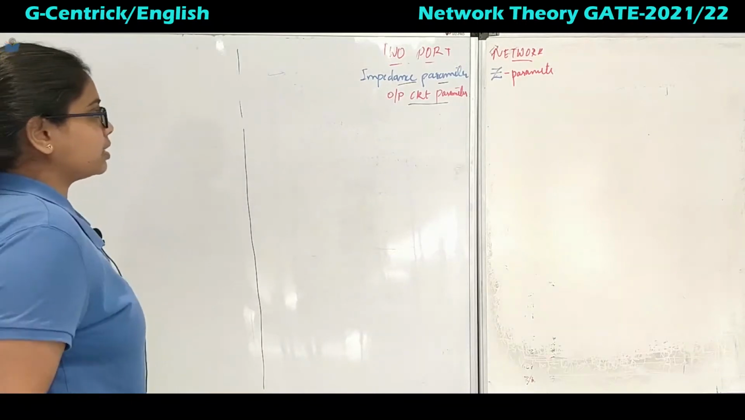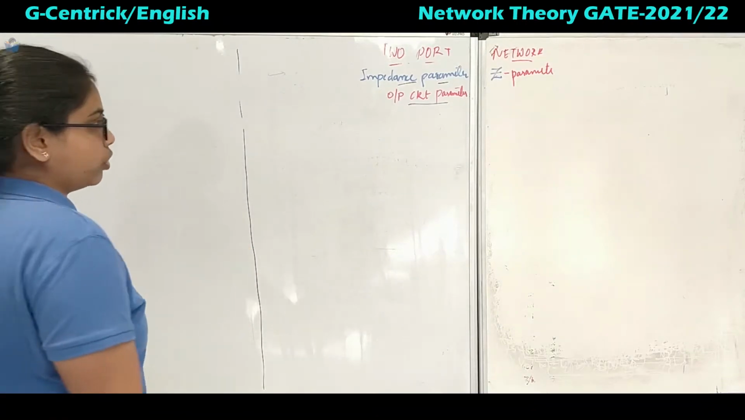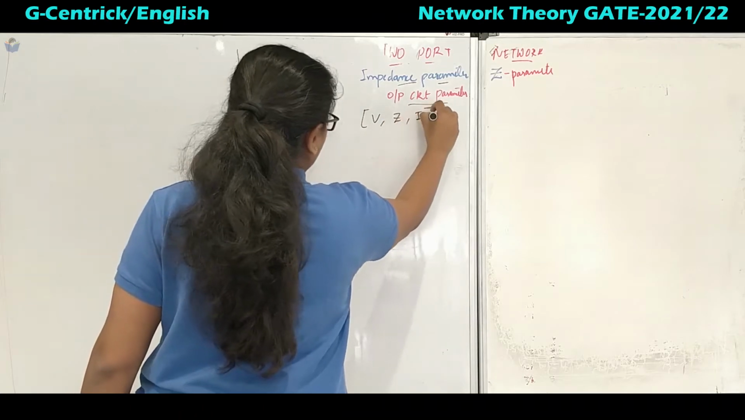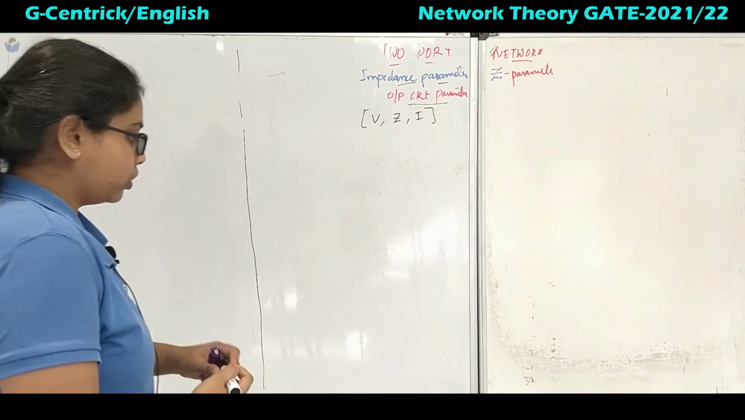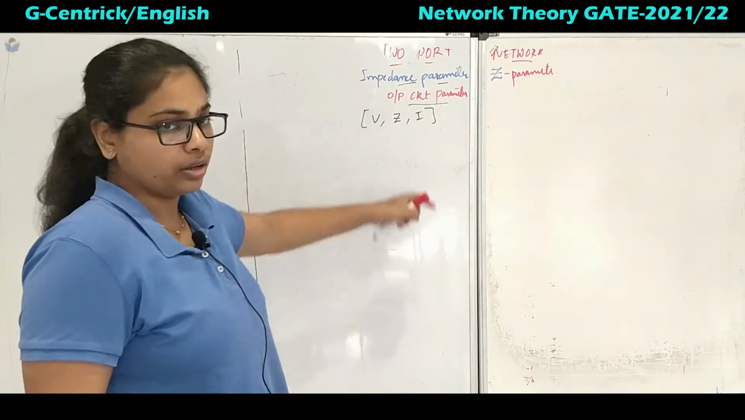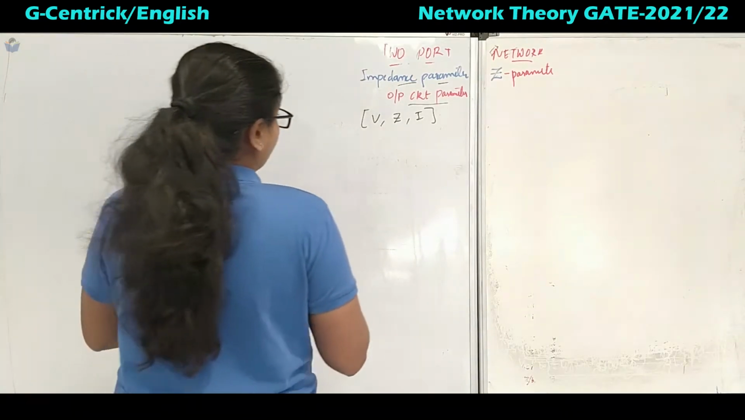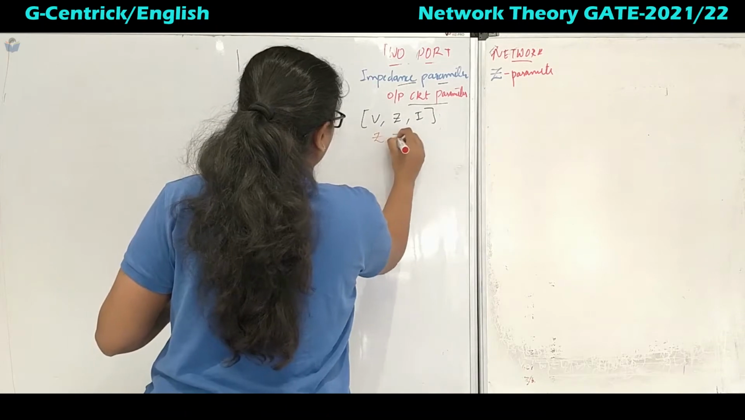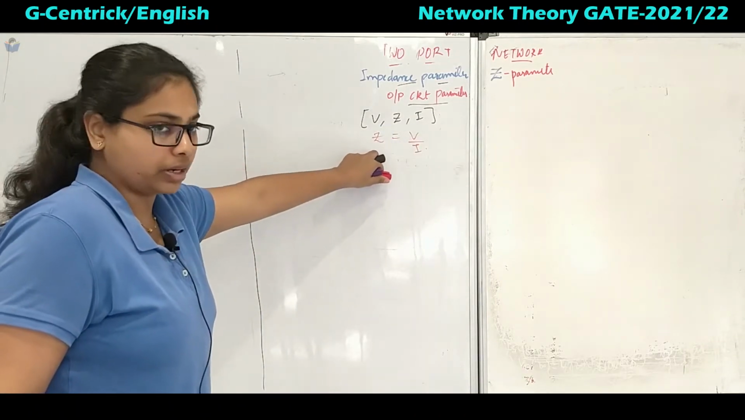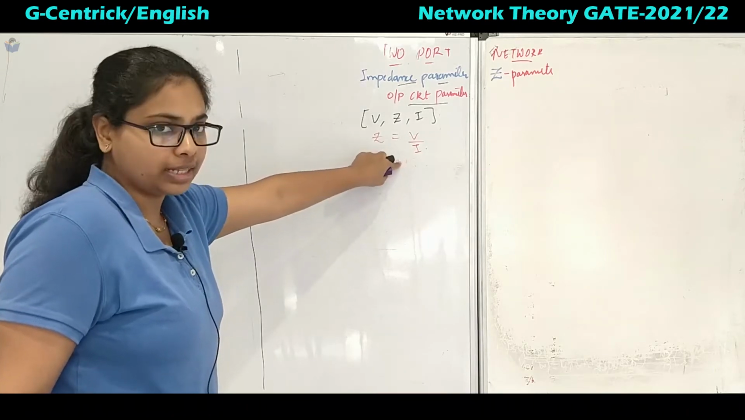Now whenever Z is involved, what can we analyze? We have got three parameters, V, Z and I. These are the three parameters involved in Z. The formula is nothing but Z is equal to V upon I. This is how we represent impedance. We need the voltage and we need the current.